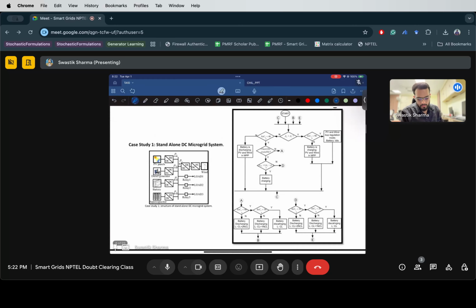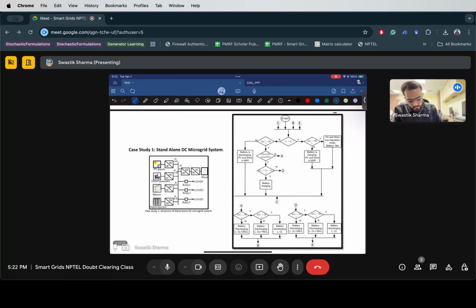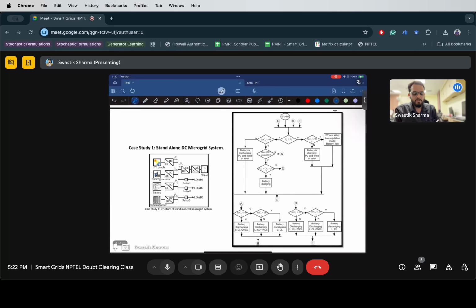Moving on, the second thing that was discussed this week was the simulation of a DC microgrid. So a DC microgrid is simply a microgrid in which we have a DC bus, right? And we don't have to control the frequency of the bus because it's DC, right?